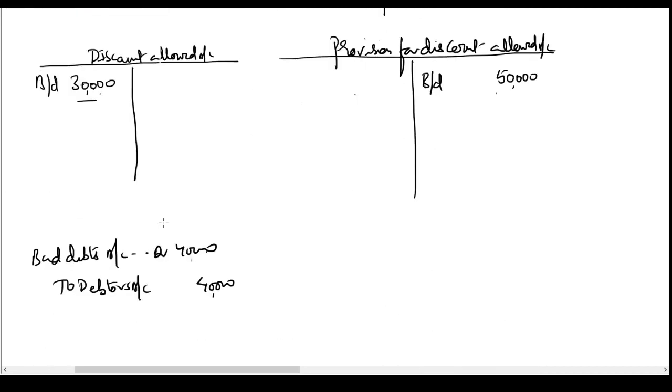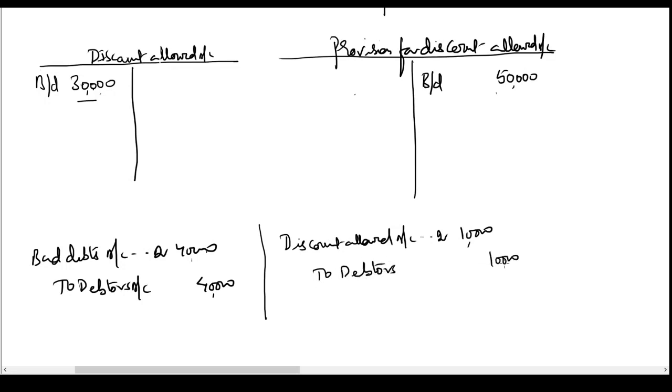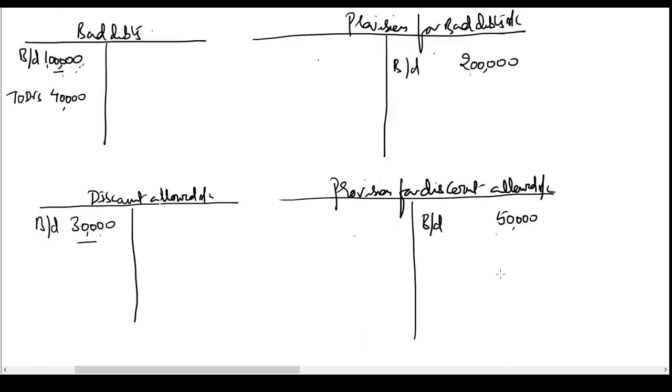We have to allow some discount further to our customers. That means some discount was allowed but it was not recorded. Now we are recording that entry. Discount allowed account debit 10,000 to debtors 10,000. So because of this entry, there will be two impacts.